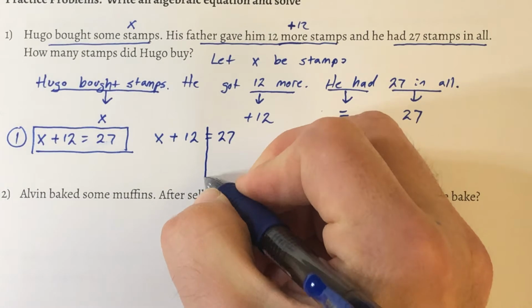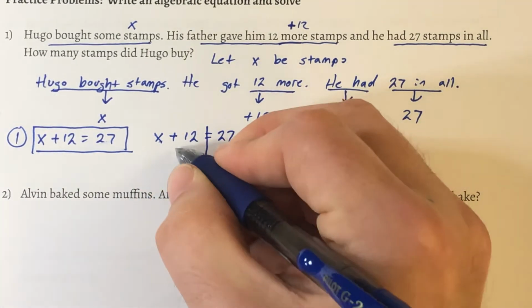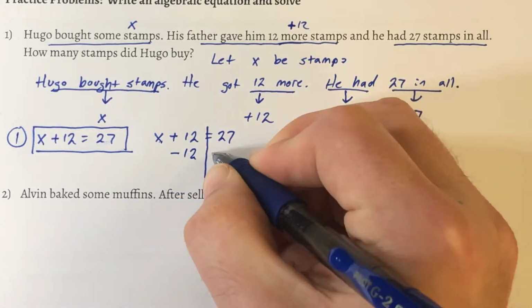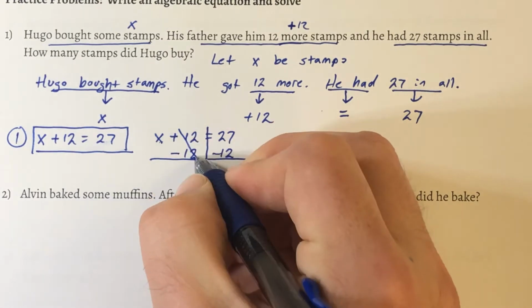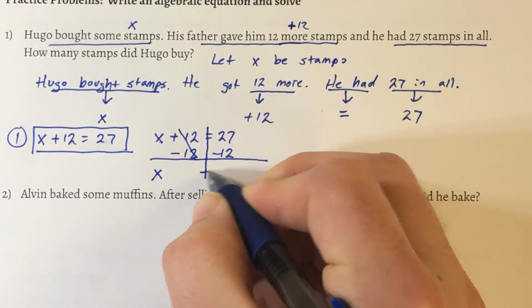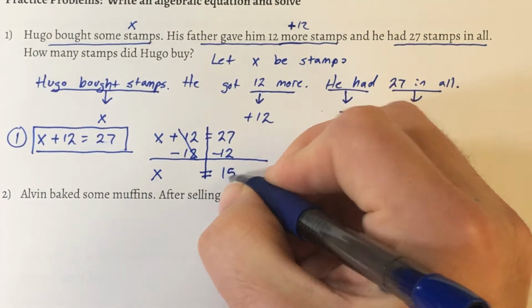So I want to isolate the variable or get it all by itself, so the 12 needs to go away. They're adding the 12, so you're going to subtract 12, and you're going to do it to both sides. The 12s cancel, leaving you with x equals 27 minus 12, which is 15.